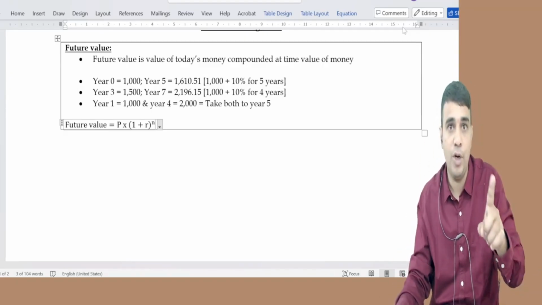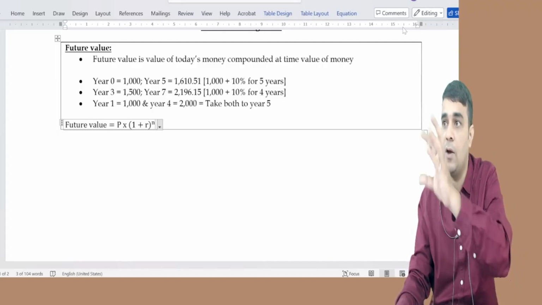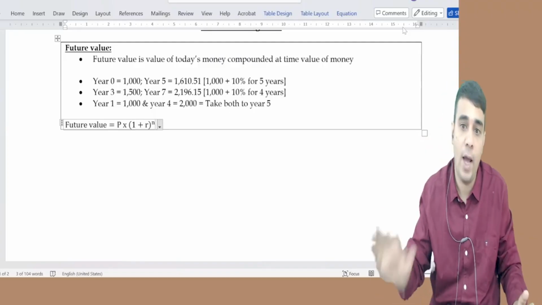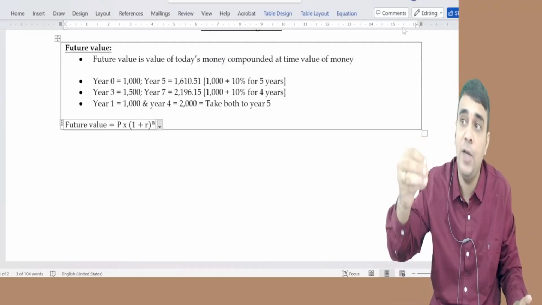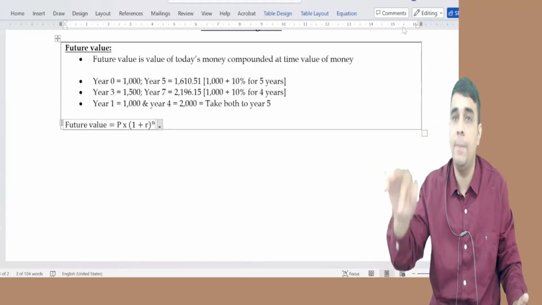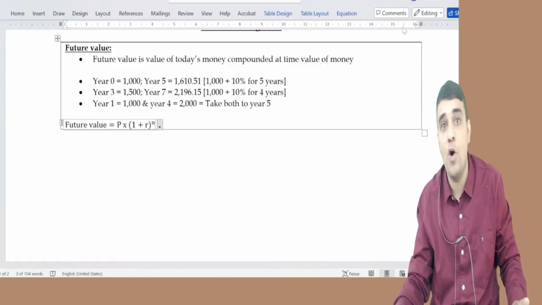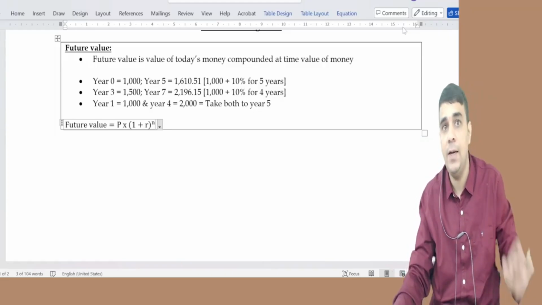You want to take 1000 from me today. Are you ready to pay 1610 in 5 years? You are saying, no, I will not pay 1610, I will pay you in 4 years. I said, okay, you are paying in 4 years. I will do it in the calculator: 1000 plus 10% for 4 years, and tell you the amount.